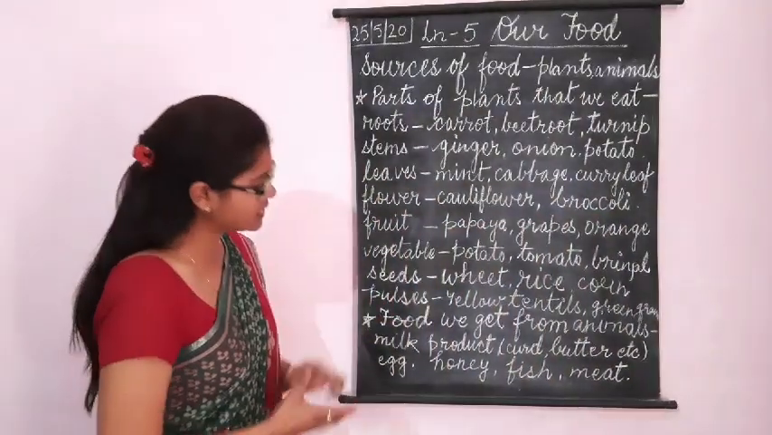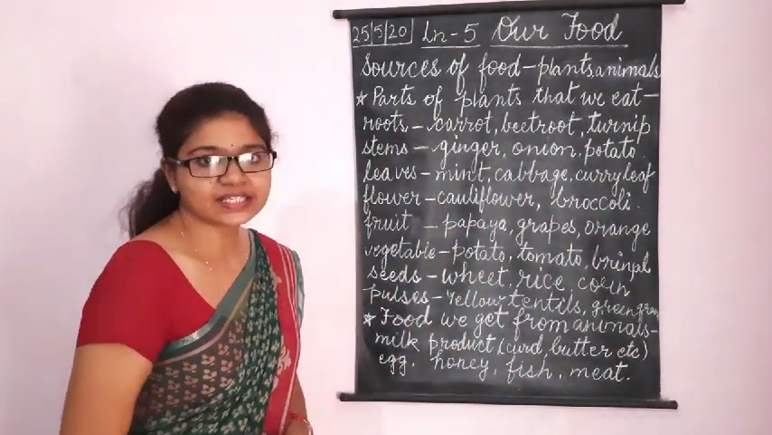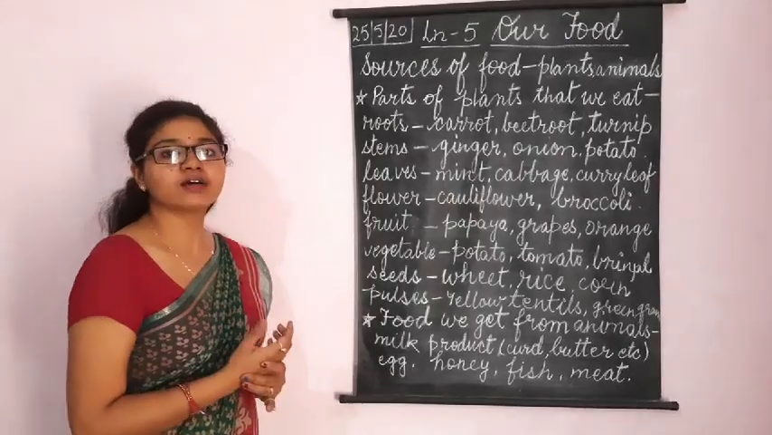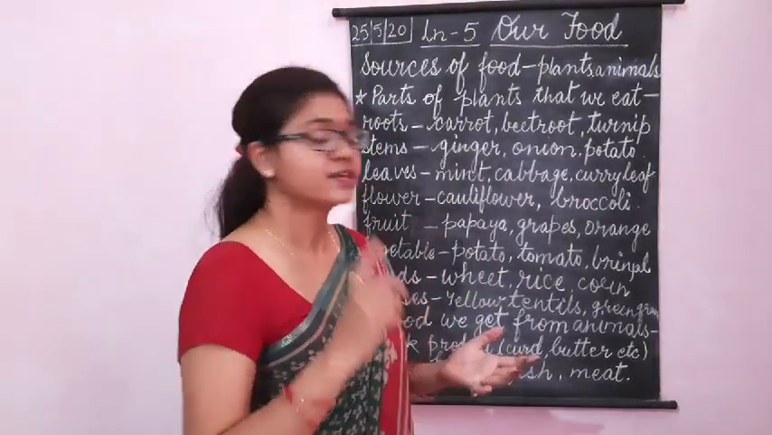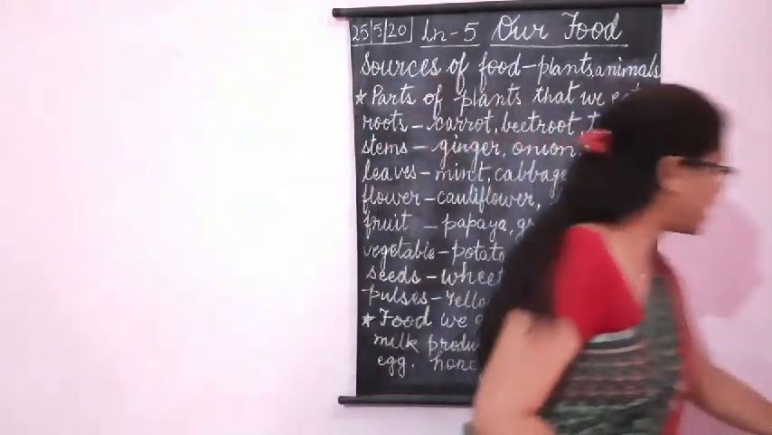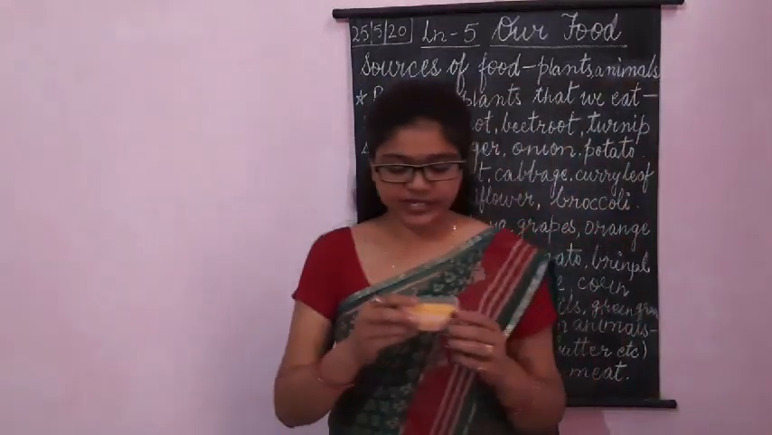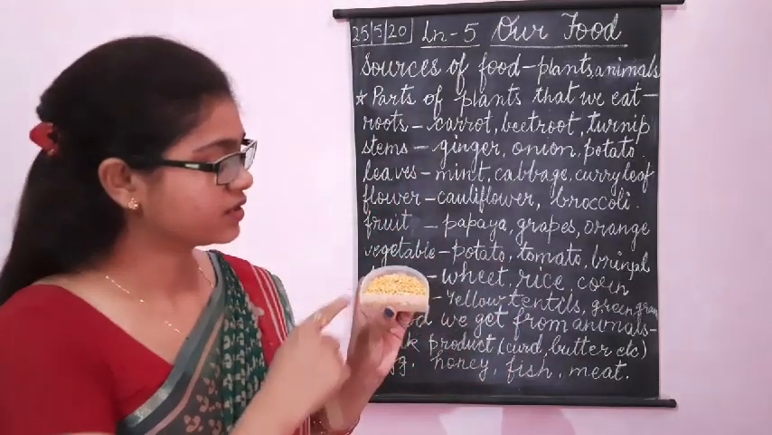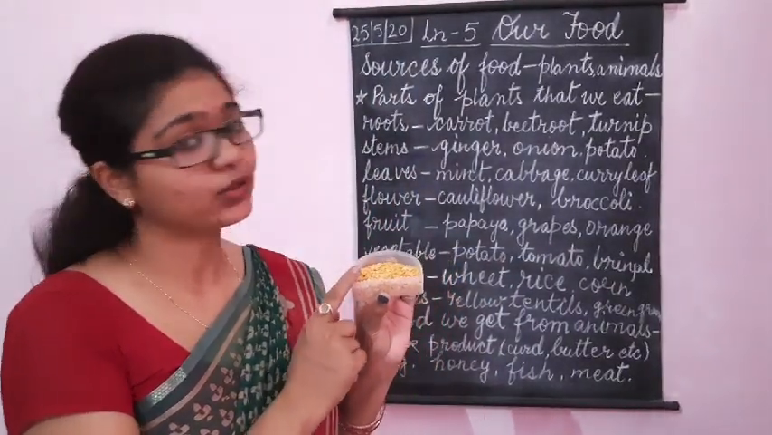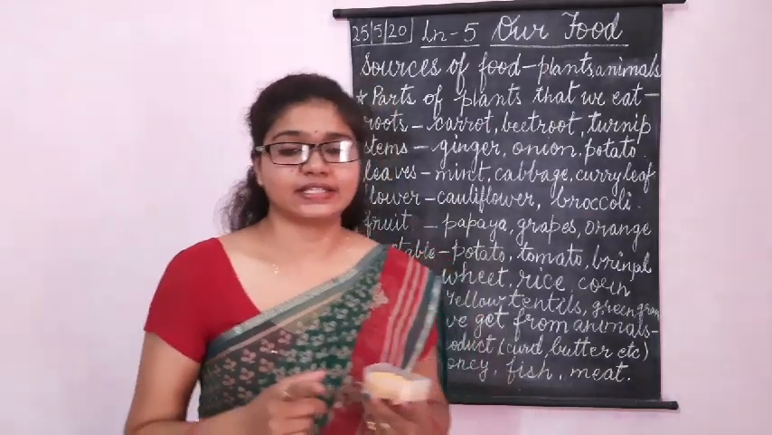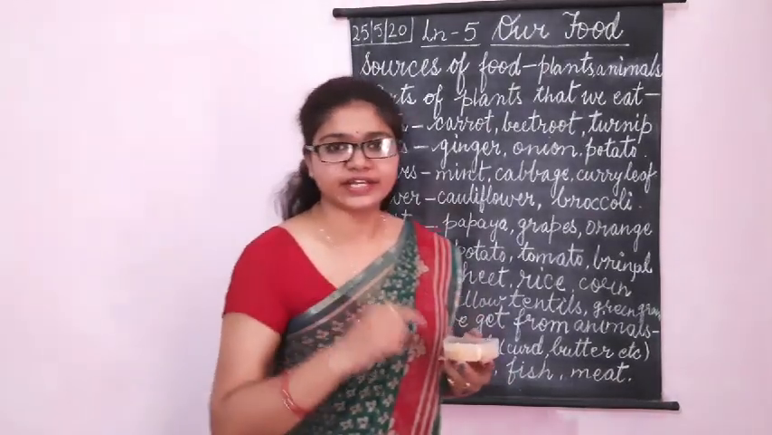Next, pulses. Pulses also we get from the plant. Yellow lentils, green lentils, red lentils. I will show one example. See this, tuar dal, arhar ki dal, yellow lentils, green lentils, red lentils.